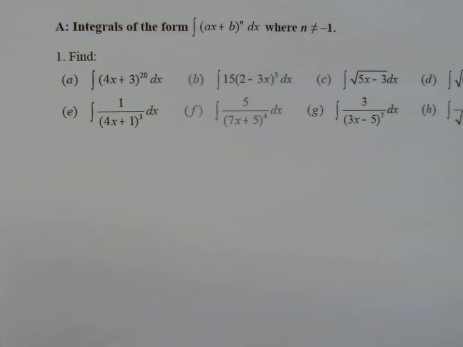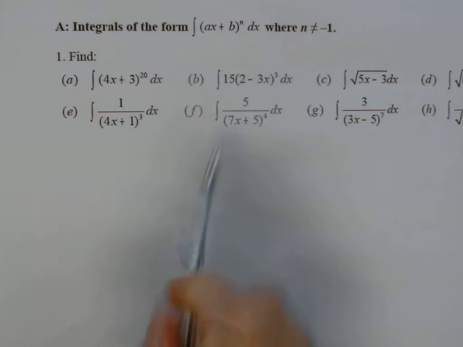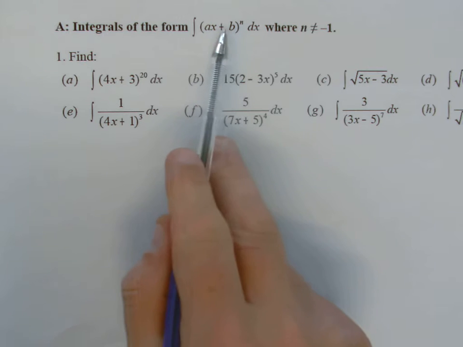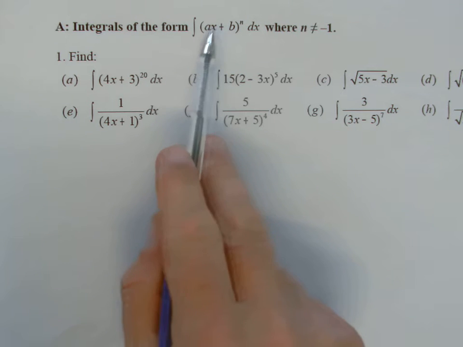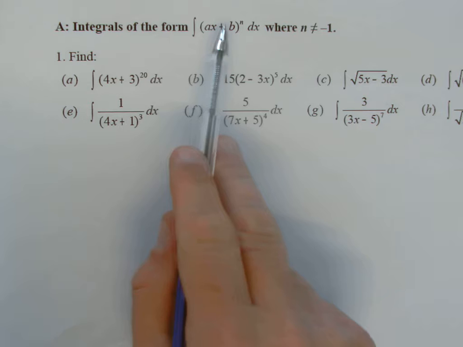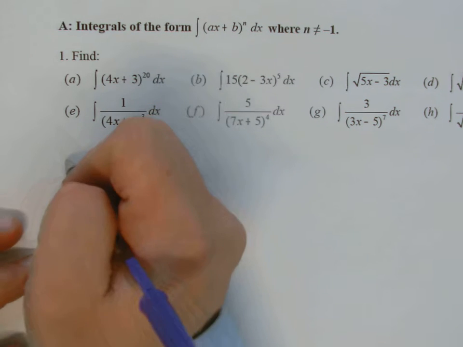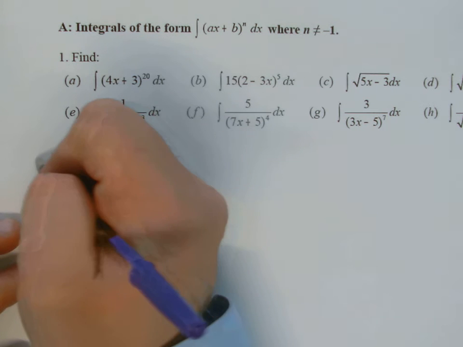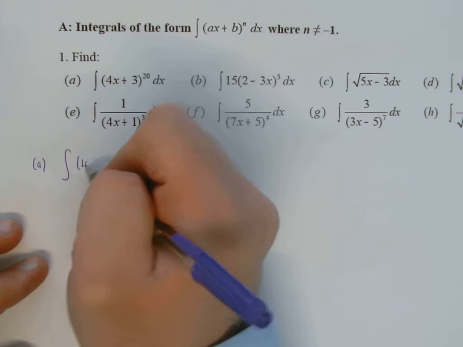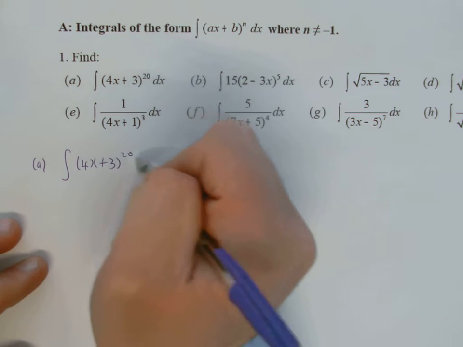Right, integrals of this form, where you've got the integral of (ax + b) to the power n. So it has to be linear in here. So you've got ax, there's no ax squared or anything like that, right? It's (ax + b) to the power n. So if we look at part A here, I'll show you how to integrate A, and then they're all very similar in approach.